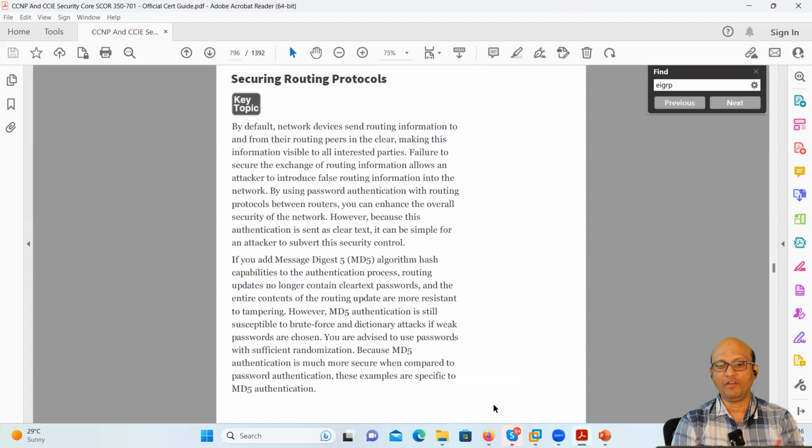But then he is telling that MD5 authentication is still susceptible, or you can say vulnerable. Susceptible means vulnerable, prone to brute force and dictionary attacks. Brute force and dictionary attack means somebody is trying to crack those passwords. So if you have designed a weak password anywhere, even in your Gmail account or bank account, some people always keep some names, either country name, pet name, mother's name, wife's name, girlfriend's name. These names can be easily cracked because everyone knows who this guy is.